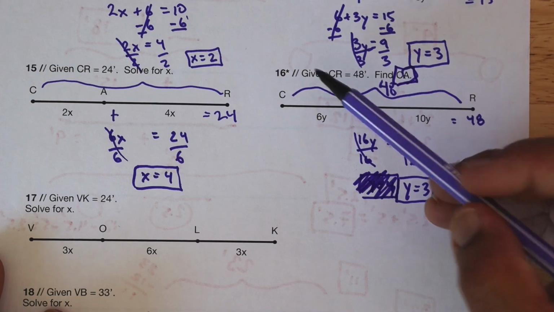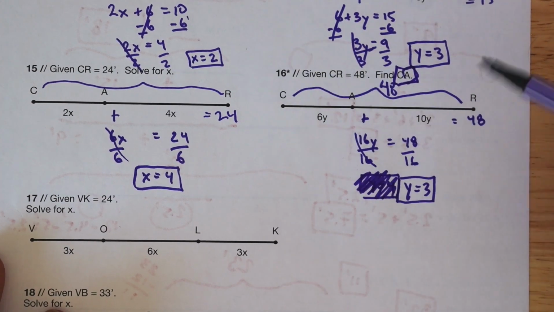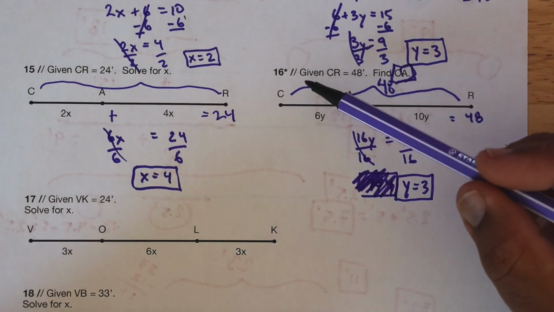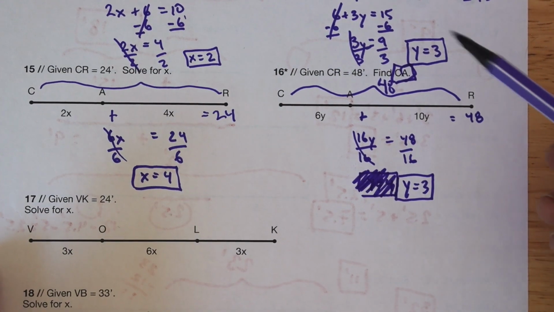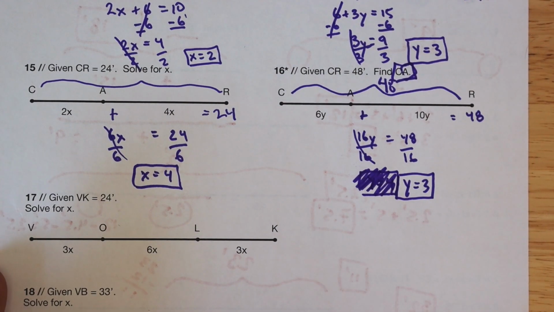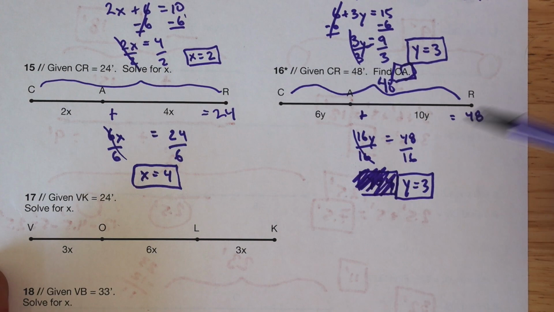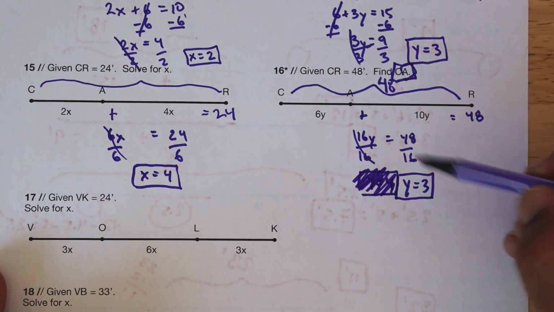But this is asking for CA. That's why I put the little asterisk there. It's kind of like a warning sign. Won't do that on a quiz or later on, but for this, just want you to pay attention. And maybe it shows up somewhere else. Yep, down there somewhere. So y equals 3.